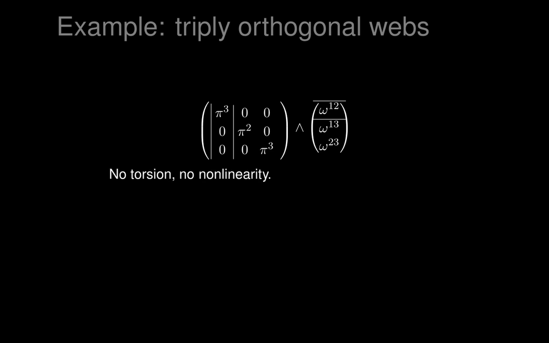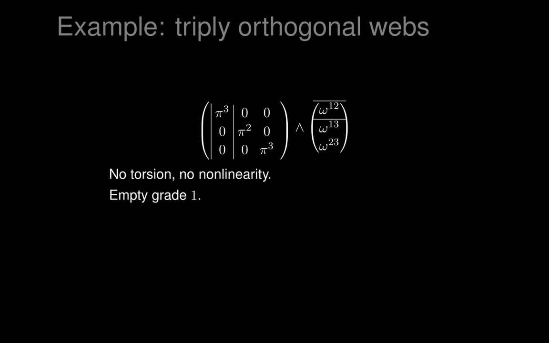Okay, there's no torsion, and there's no nonlinearity, so we've only got to worry about the tableau matrix wedge with the omegas in this example, and that's very common. That's very, very common in exterior differential systems. Torsion is not all that common, and nonlinearity is not all that common.